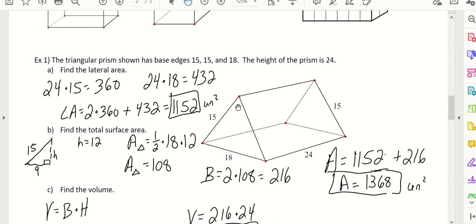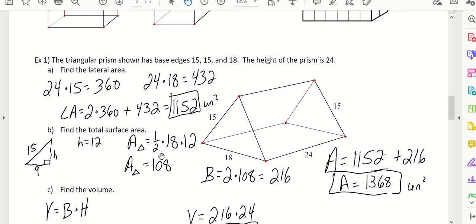I can draw in my altitude here, and I end up with this triangle here. Remember, the altitude, the height, is going to bisect that base. So we have 9 for half of the base. We have a hypotenuse of 15, and this is a 3, 4, 5 Pythagorean triple. 3 times 3 is 9, 4 times 3 is 12, so our height is 12, 5 times 3 is 15.